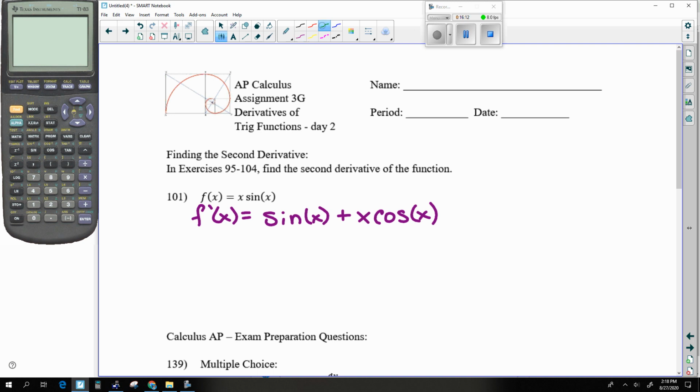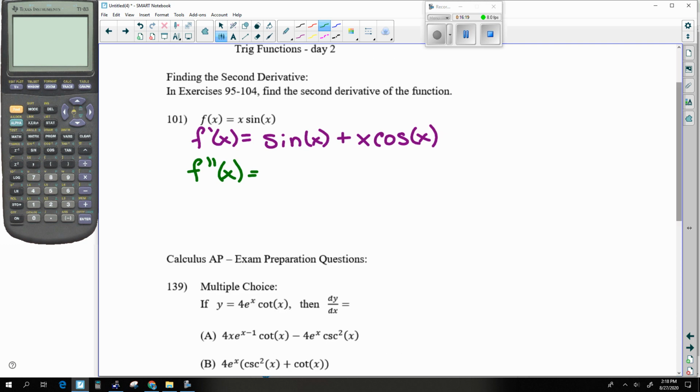All right, now the second derivative. This is where it's going to get crazy. So sine is cosine. Now, here in this, we have to recognize that this is a product rule. So this is very similar to the original problem. All right, so this is going to be plus, and now let's do the product rule. So the derivative of x is 1.